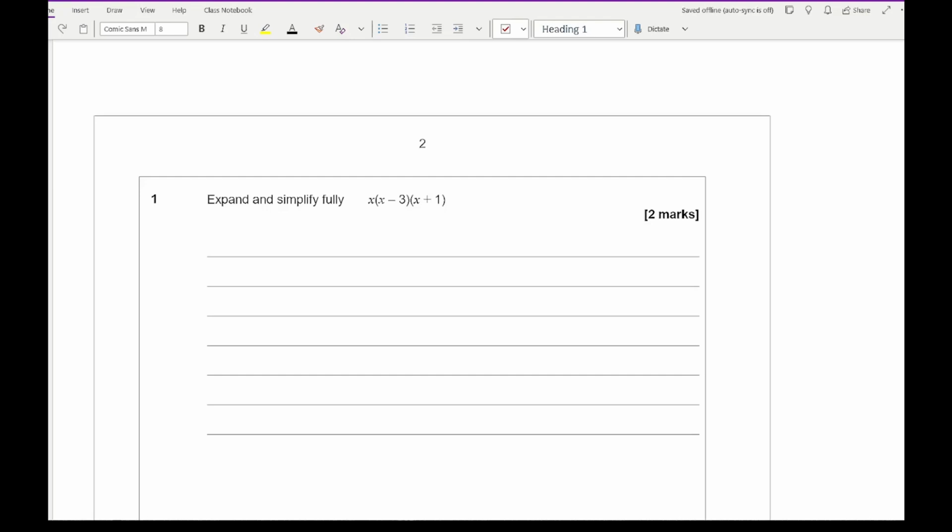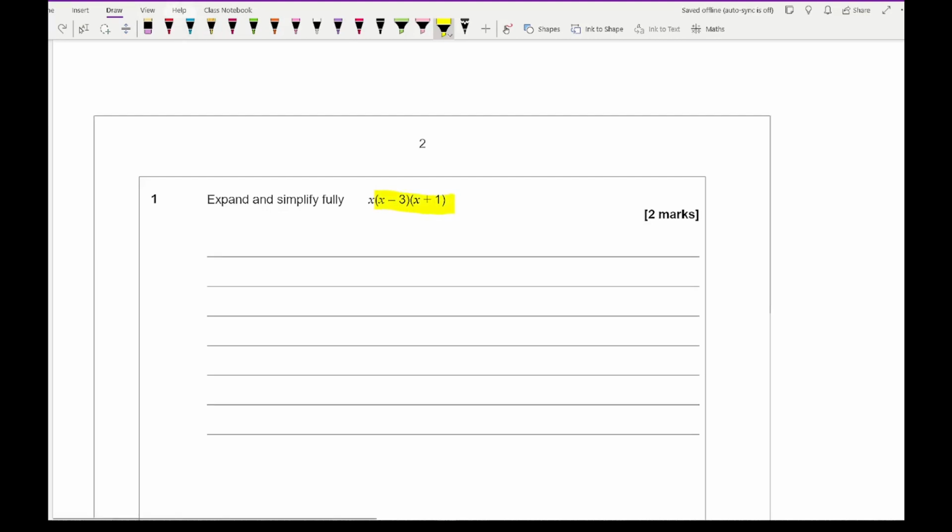So looking at question 1, it says for us to expand x, and then we've got x minus 3, x plus 1. Now it might seem we've got a double bracket question here, but we're actually multiplying 3 algebraic terms together. For this you can either decide whether you want to expand the first two things or the last two things. Me personally, I much prefer to expand the last two things first.